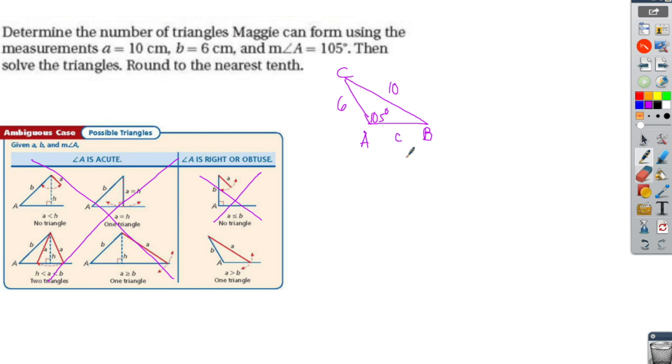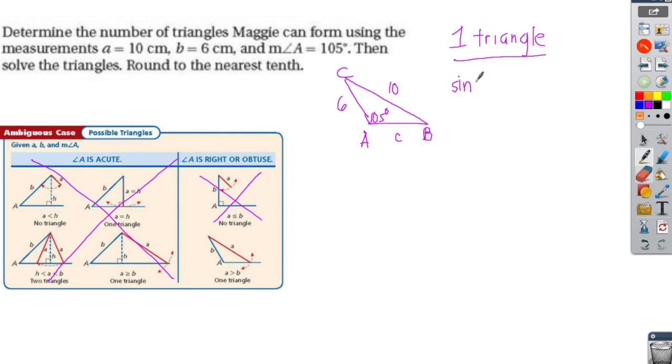Now our objective is to find all these other measurements. We said there's only one triangle, so let's make sure we're very clear on that. We don't need to solve 2 because we just need 1. We can only create a single triangle. Let's set up your equation using the law of sines.